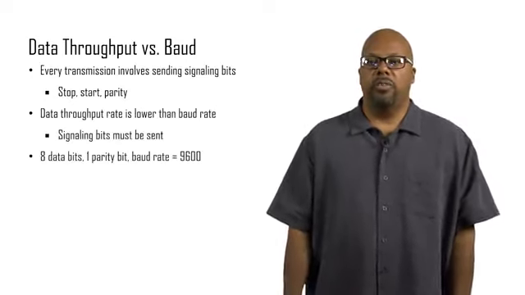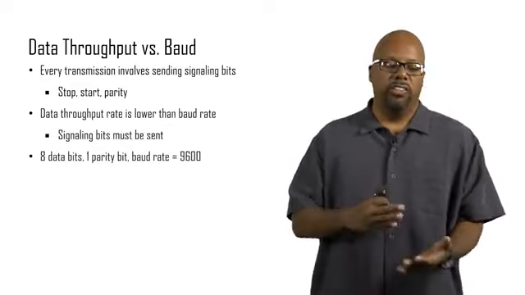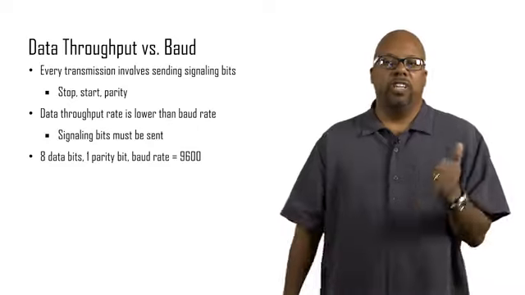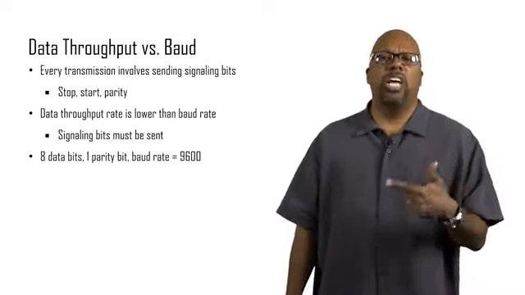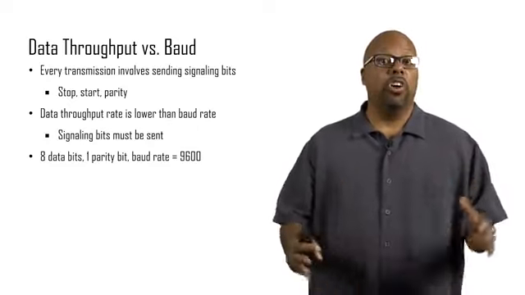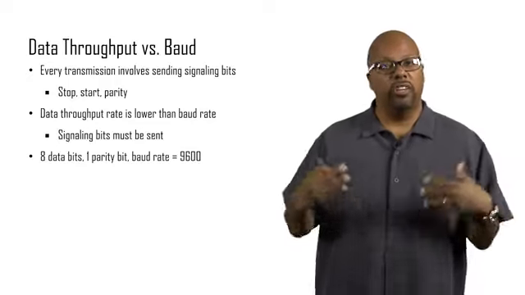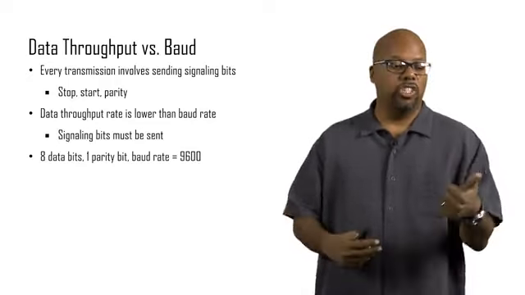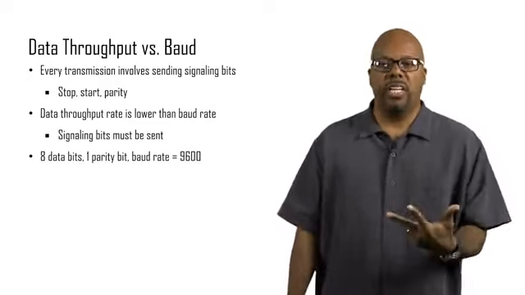So these signaling bits have to be sent. Let's imagine an example where you're sending 8 data bits, 1 parity bit, 1 stop bit and a start bit. So you're sending 8 data bits, but there are 11 actual bits that you have to send in order to send the 8, right? Because you got to send the start bit, the parity bit, and the stop bit.